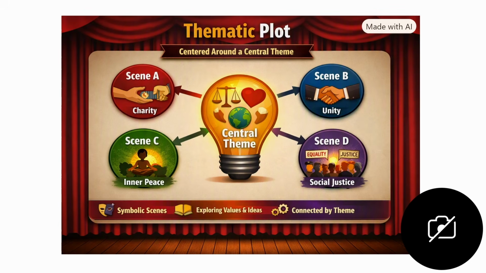So scene A is about charity, scene B is about unity, scene C is about inner peace, and scene D would be about social justice, and they would all connect to a central theme bigger than these four. Again, I'm not advising you to use this because it's way too complicated for us. Considering also that what we will be working on in the end term would be a one-act play, this is not advisable.